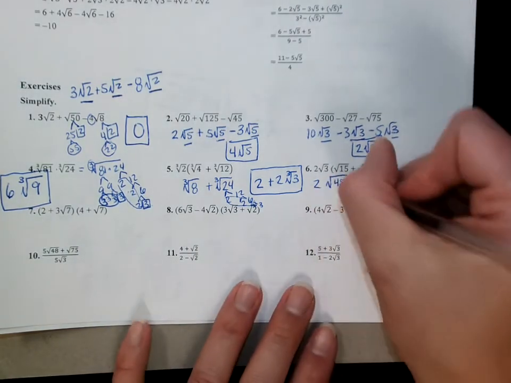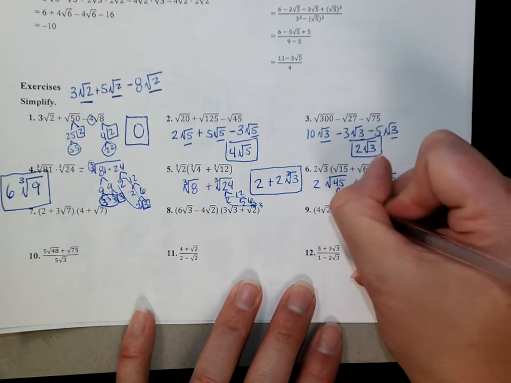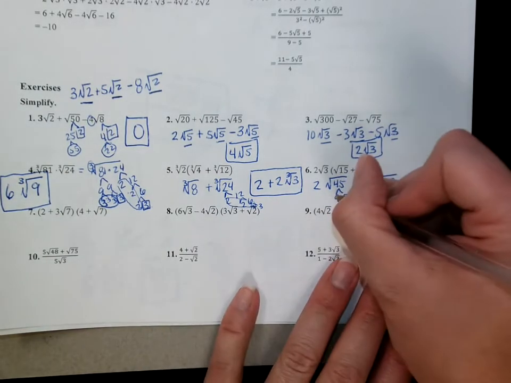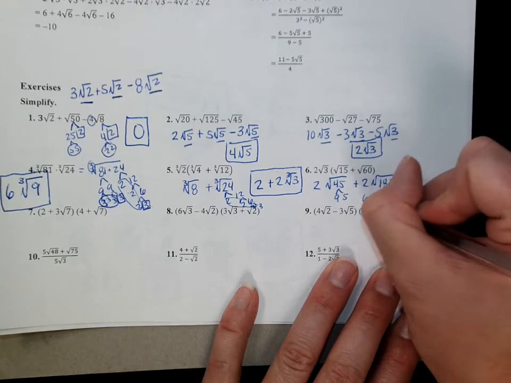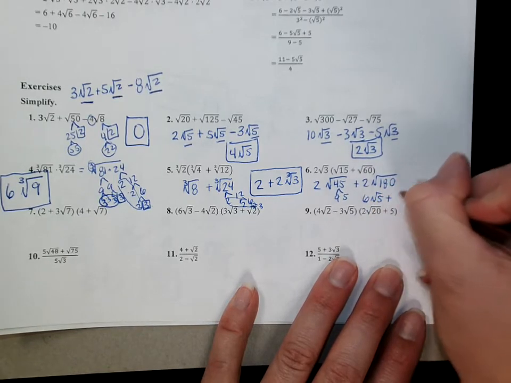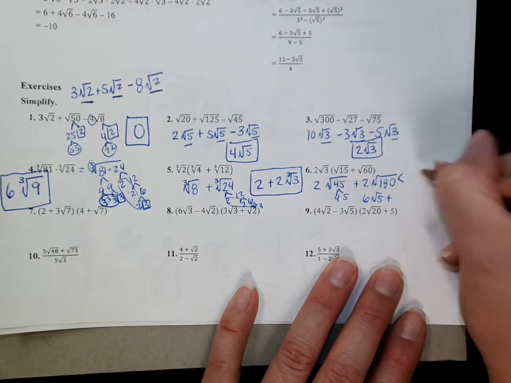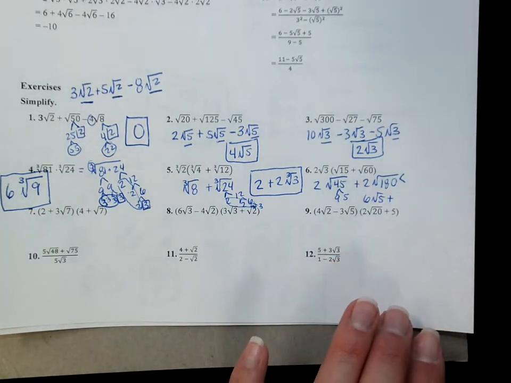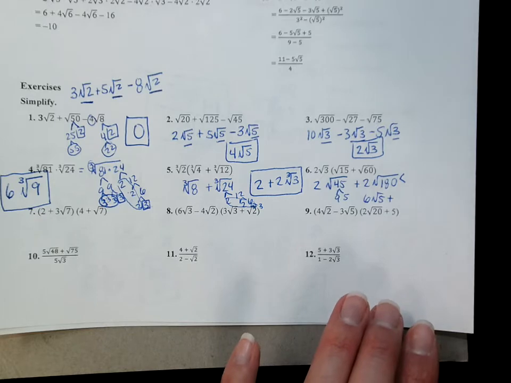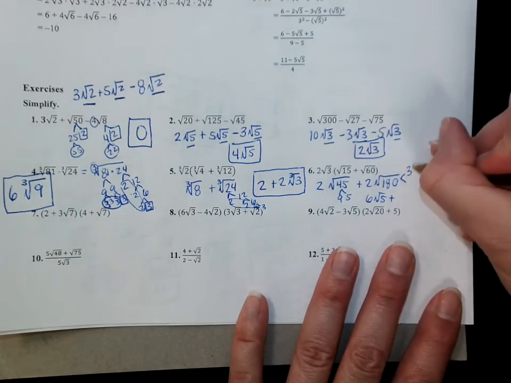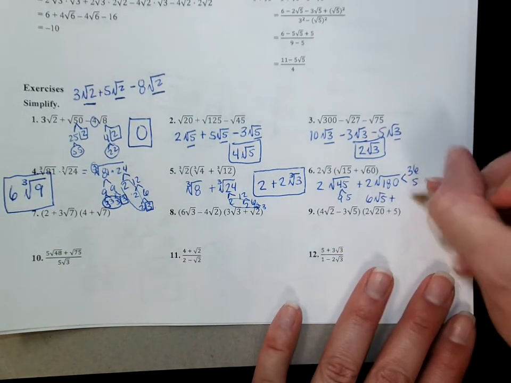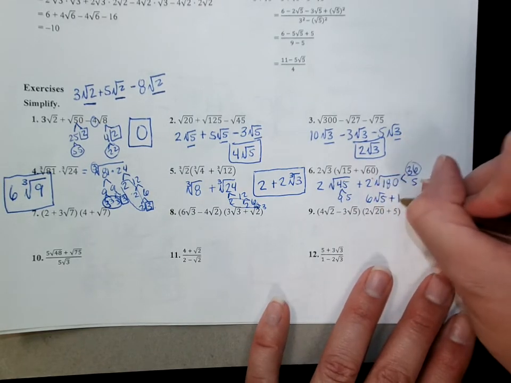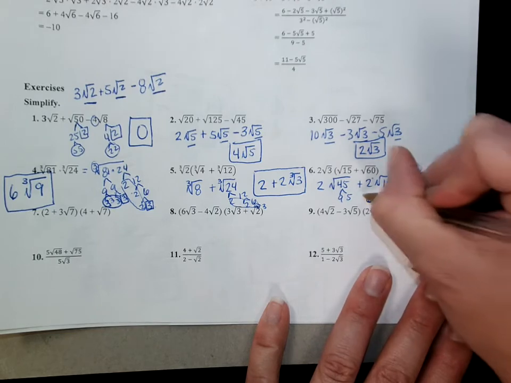Okay. 45 is 9 times 5. I know 9 is a perfect square, so I can pull that out. That's going to be 6 square roots of 5. Plus, I know 180 is, I think it's 180. I could do 18 and 10, but again, I kind of like to find those perfect squares. This is 36 times 5. 36 is a perfect square, so I know that that's just 6, but I had the 2 already out there, so 12 square roots of 5.